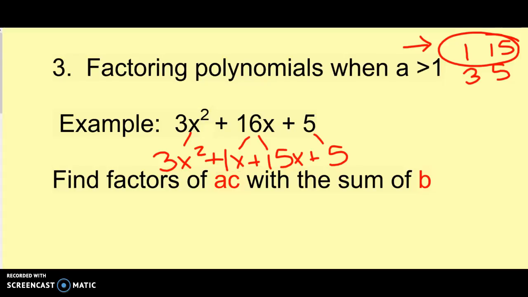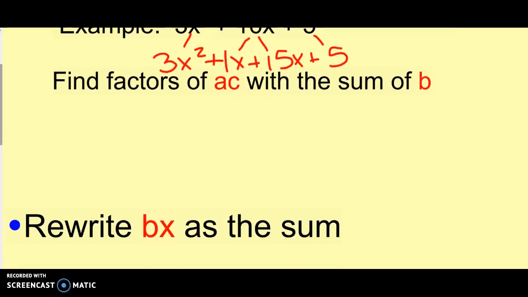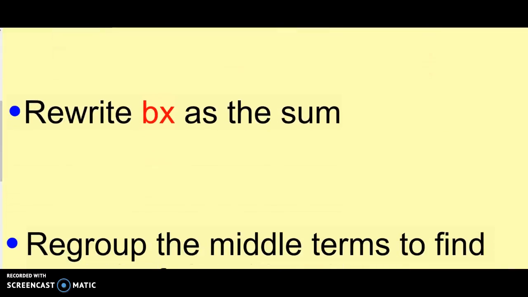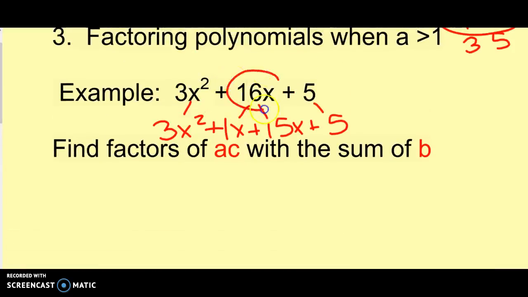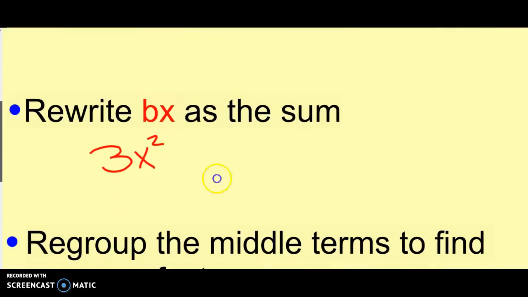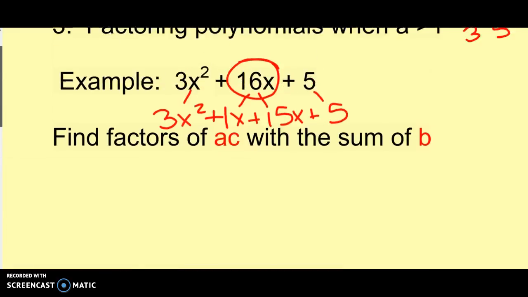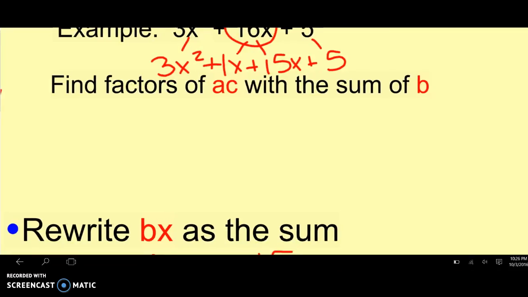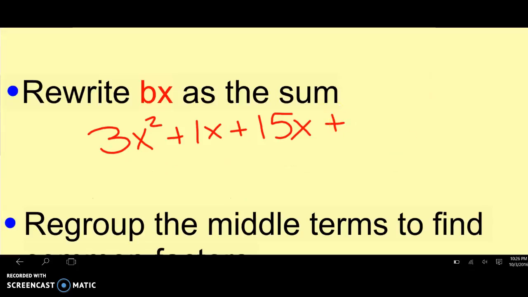All right, so what do we do with that? Well, earlier today, I showed you that we could take this, and here are the steps. Rewrite bx as a sum, which we did. So we had 3x squared. Bx is your 16x, so we're going to rewrite it as 1x plus 15x. And we have to remember that you got to bring down your 5. So all those terms have to be in there. Okay, plus 5.